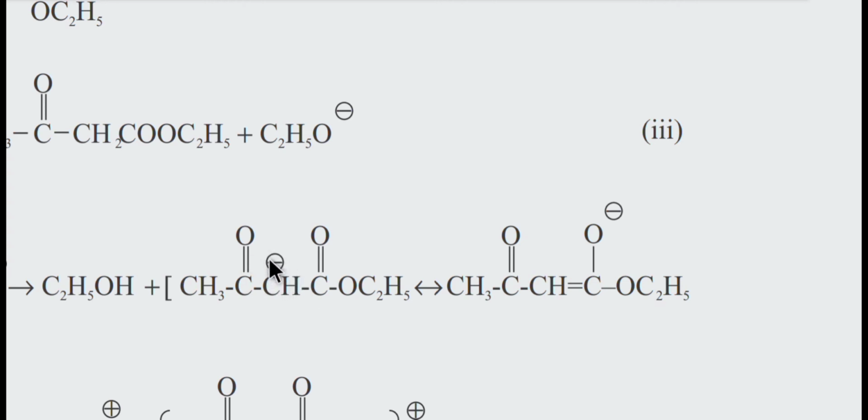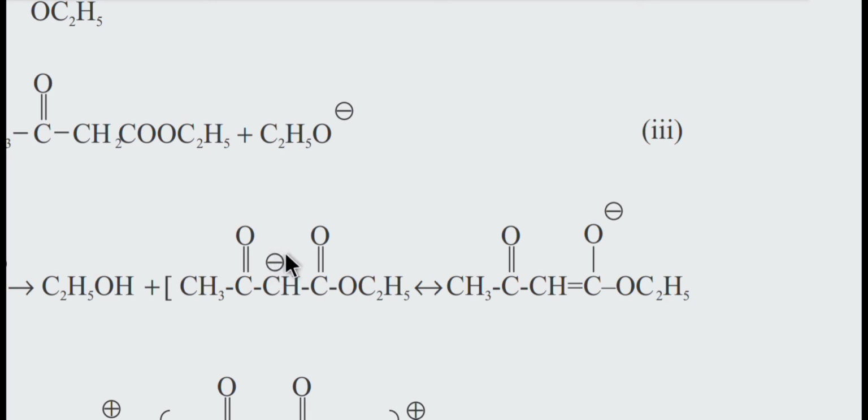So this negative charge is resonance stabilized, because on both sides, either side, the oxygen is present with a double bond. The oxygen is attached to the carbon with a double bond. So that's why one double bond can be shifted towards oxygen, or one double bond can be broken towards oxygen. So that's why this negative charge can be delocalized by resonance.